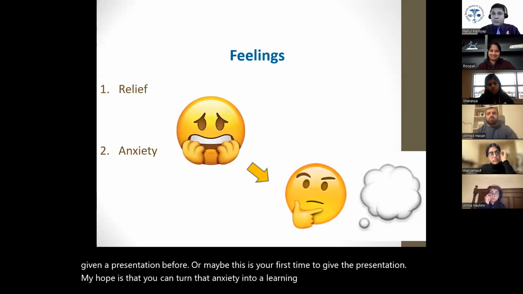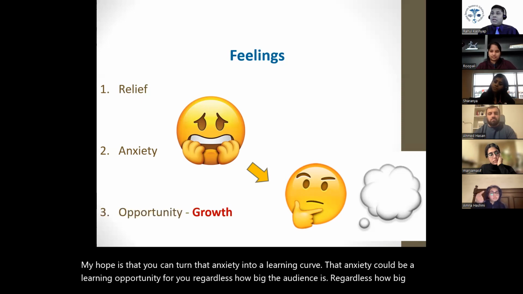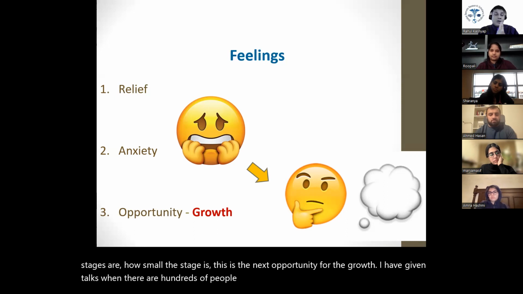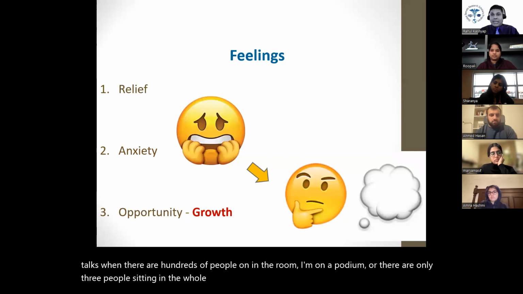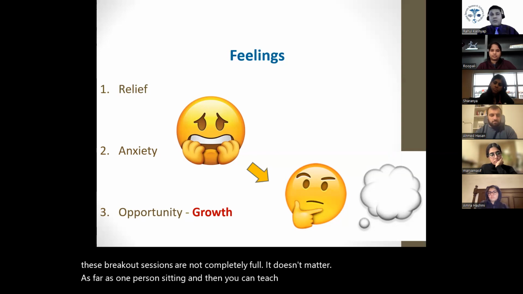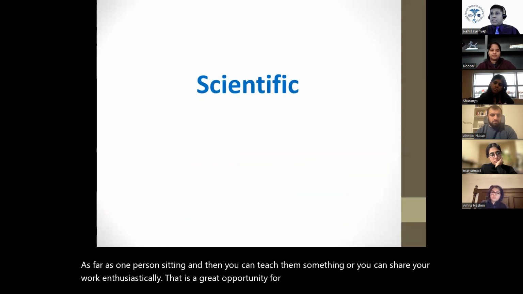That anxiety could be a learning opportunity for you, regardless of how big the audience is, regardless of how big or small the stage is. This is an excellent opportunity for growth. I have given talks when there are hundreds of people in the room and I'm on a podium, or there are only three people sitting in the whole room. If you have gone to any national meeting, sometimes these breakout sessions are not completely full. It doesn't matter. As long as there is one person sitting there, you can teach them something, or you can share your work enthusiastically. That is a great opportunity for you to learn from it as well.